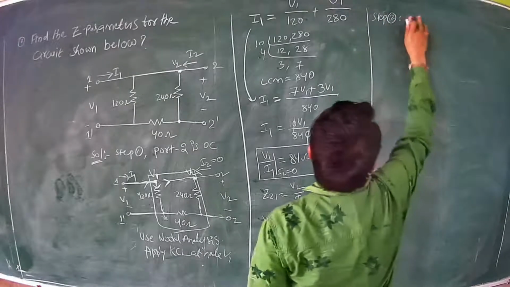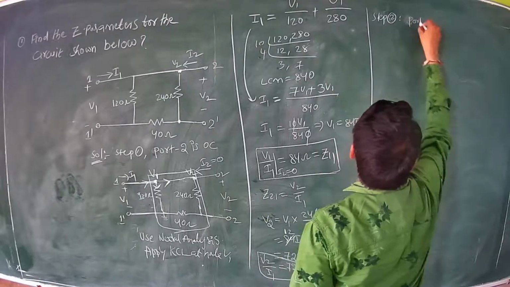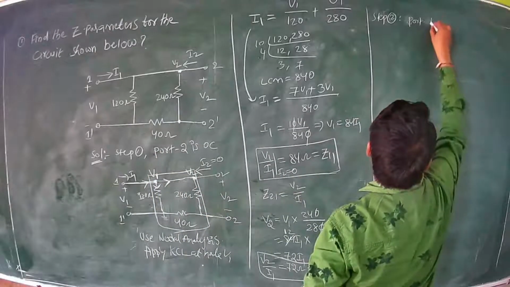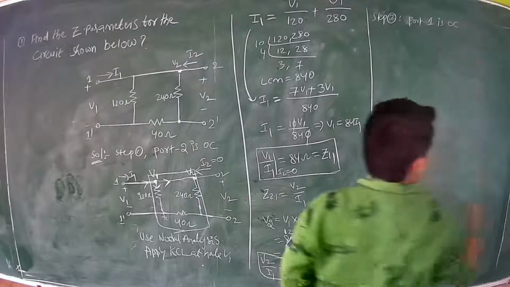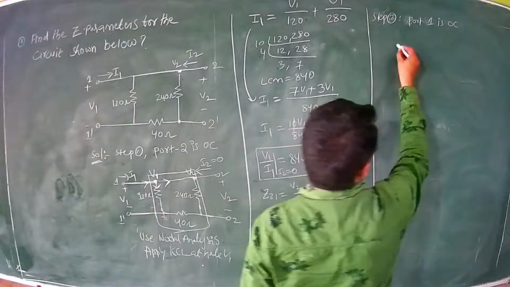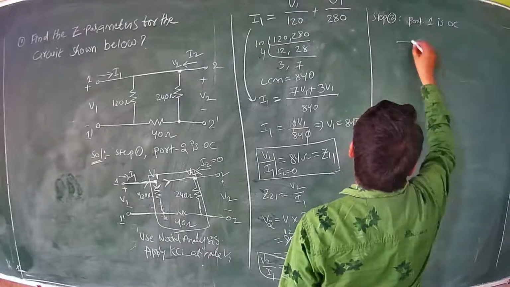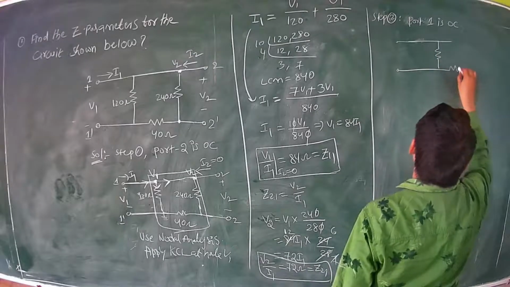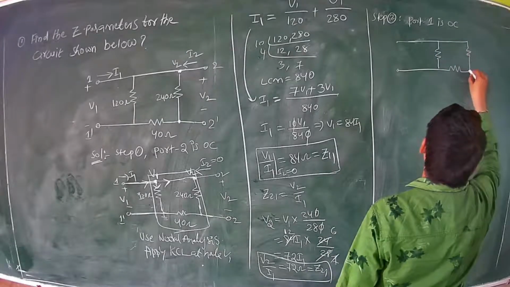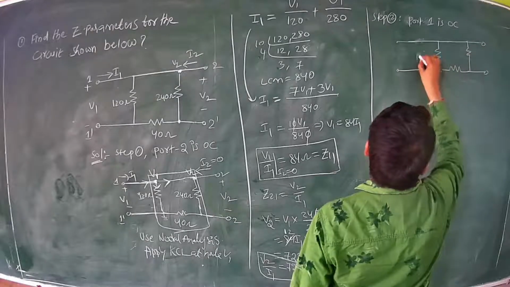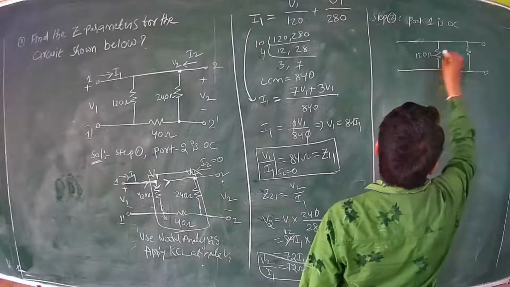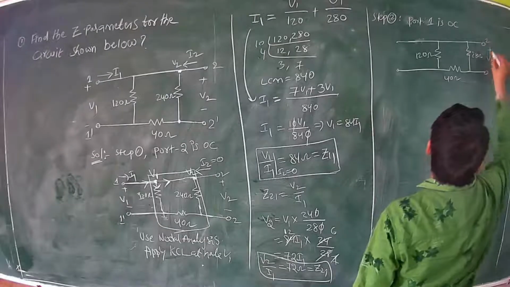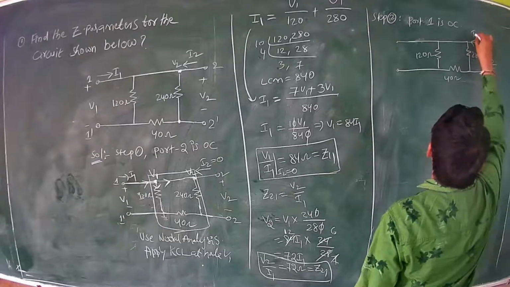port 1 is open circuit. Port 1 is open circuit. So redraw the network. This is what the network looks like if you redraw it: 120, 40 ohms. Next, 280 ohms. Here the voltage is V2 at port 2 dash, and the current is I2.